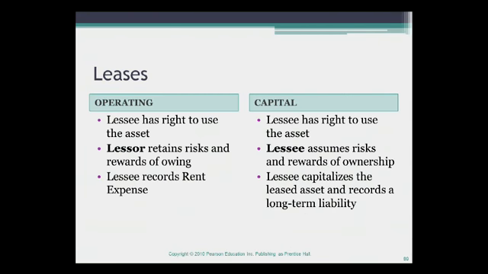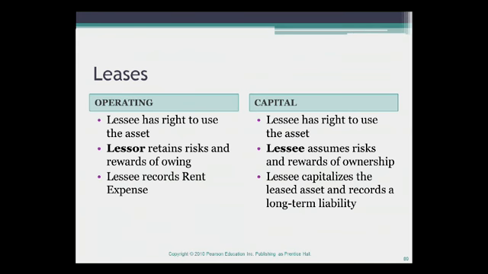Okay, the last major thing we're going to talk about in this chapter are leases. There's two different types of leases that a company can do, either an operating lease or a capital lease. The accounting treatment for these different leases are very different. An operating lease is what you normally think of as a lease. Under an operating lease, the lessee, that's the person who's leasing the item, has the right to use the asset. The lessor, that's who you normally think of as the landlord, retains the risks and rewards of owning it.